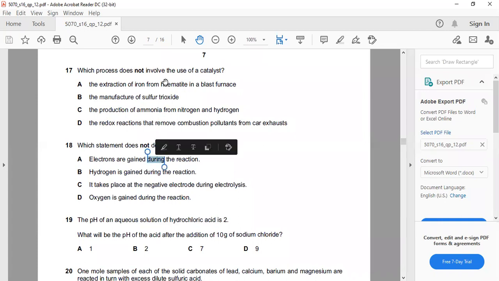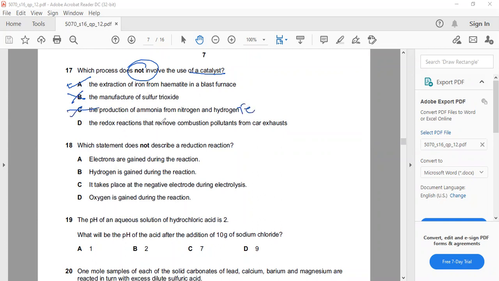Again, a "not" question, so you must circle it first. Use of a catalyst, number 17. Extraction of iron from hematite does not involve a catalyst. Sulfur dioxide, we do use a catalyst, vanadium(V) oxide. We use an iron catalyst here. This is the catalytic converter we use, so it's also wrong.